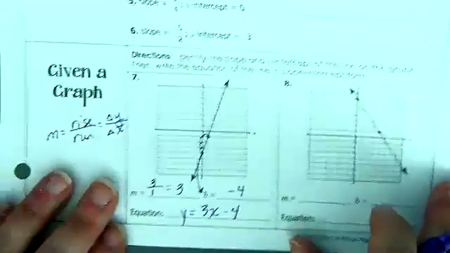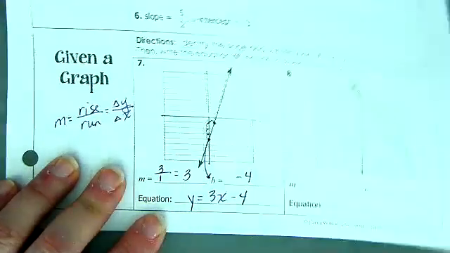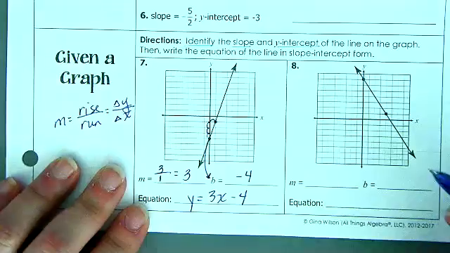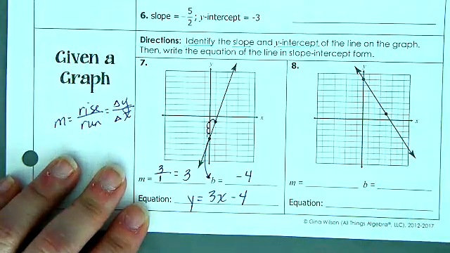Oh, couldn't see that very well, I apologize. Okay. Next, number 8. First things first is my slope. I can tell right off, if I look at it, this is going downhill, so I know it's going to be negative. So I can go ahead and put my negative sign, and now I'm just worried about my numbers.